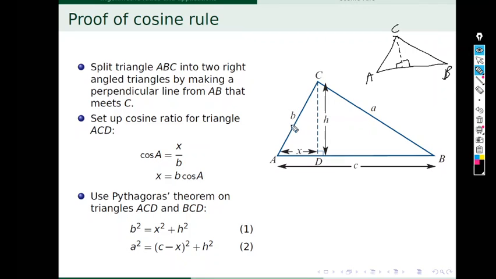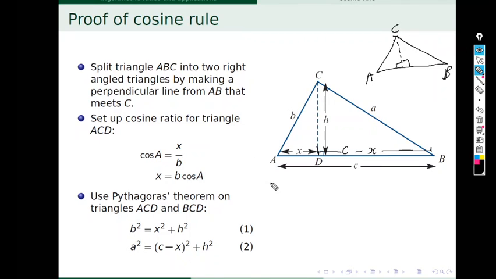Now, if we use Pythagoras' theorem on the two right angle triangles we've created, for the smaller one, b squared, the hypotenuse, is equal to x squared plus h squared, the height of the triangle. For the other one, it's a bit more complicated, but perhaps not too bad. You might realize that the side length from d to the other vertex is all of c take away this little bit x. So that side length is c minus x, all squared, plus h squared is equal to a squared, the hypotenuse.